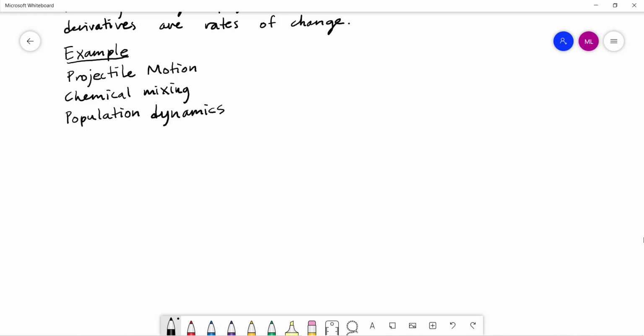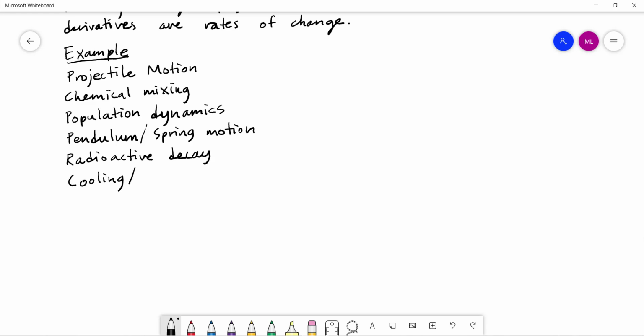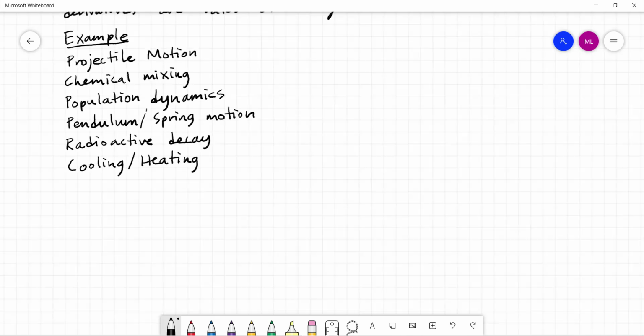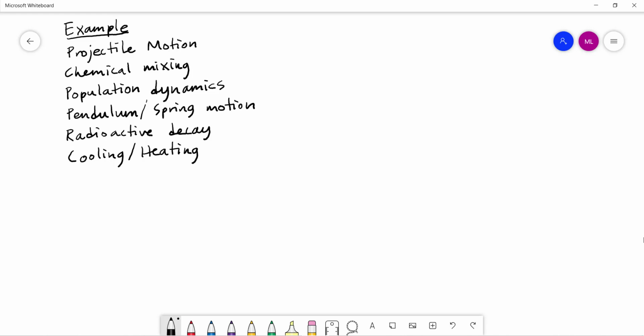We'll be looking at things that involve certain types of motion, like pendulums and springs. Radioactive decay. Cooling and heating of objects. Turns out Newton's law of cooling is related to all of this. And then there's a bunch of other ones. We're going to hit on pretty much all of these. So let me put little check marks next to all of these ones. These are all ones we're going to look at some point or another in this course.